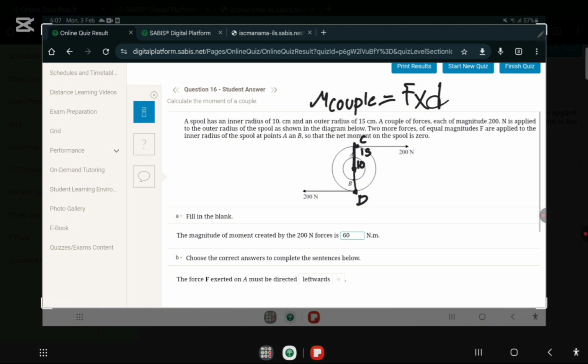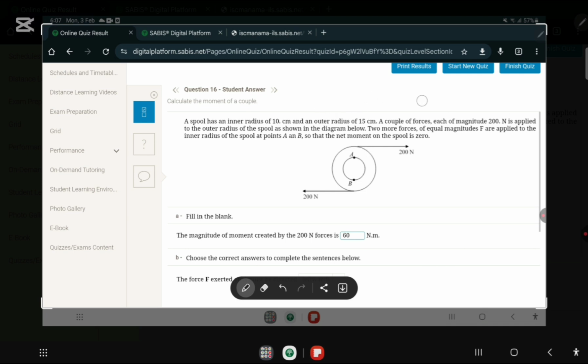And force F on A must be directed in which direction? Since we said the net moment here is going to be 0, they're going to be in opposite directions. So A is going to be going leftward and B is going to be going rightwards. Okay? And in the bottom, they're asking for the magnitude of force A.